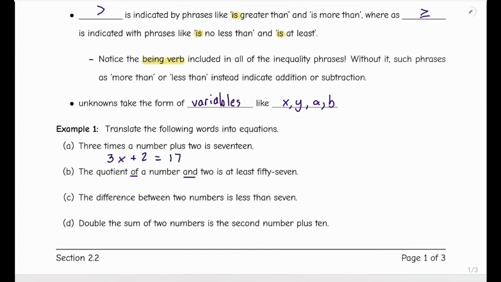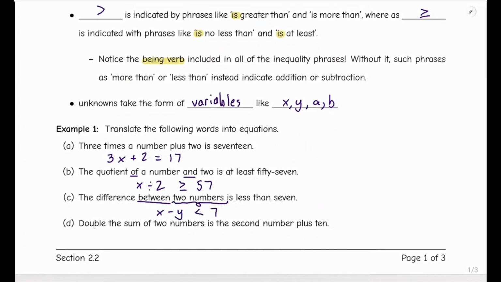So the quotient of a number and 2 is at least, which means greater than or equal to, 57. The difference. So again, I'm going to look for of and, but I don't have it. Instead, I have between, and the and is kind of hidden just by using the words two numbers. Because normally we would say a number and another number, but that can be shortened to just say two numbers. So I'm going to have x minus y is less than 7.